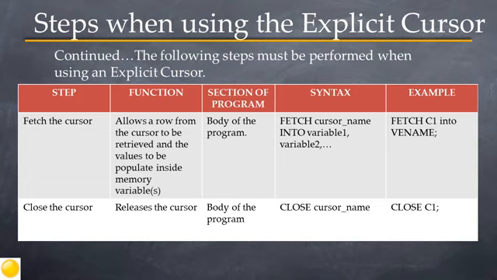The last step in cursor manipulation is closing the cursor. When this step is executed, the cursor is released and all the memory occupied by the rows returned by the query are released. This step is executed in the body of the program, and the syntax is close cursor name. To close the cursor called C1, you would issue the statement close C1.